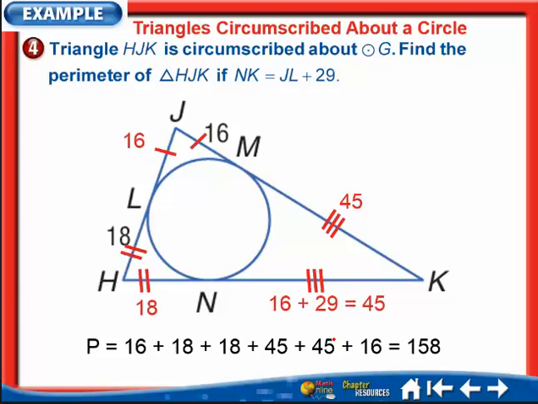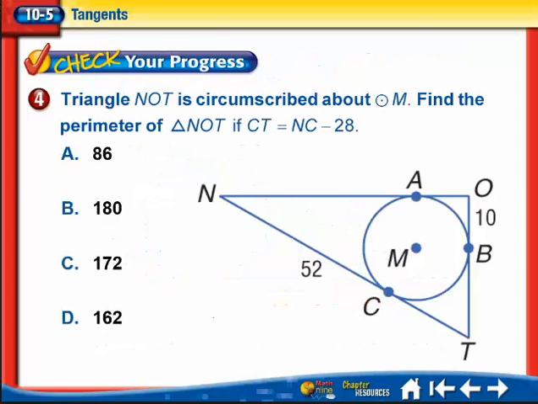Okay, so look at it again. You're coming from the same external point. So all these tangents coming from the same external point are going to be congruent to each other. 18 and 18, 16 and 16. Okay, it told us up here that NK was JL plus 29. That's where this came from. If this is 45, this is 45. Add them all together and you get 158. Okay.